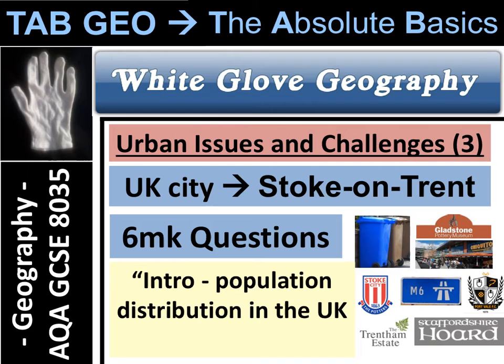Today we're looking at the Urban Issues and Challenges section, and it's about the city of Stoke-on-Trent. We're looking particularly at the extended questions, so 6 and 9 marks. The topic today is looking at the introduction, which is a population distribution of the UK. So how is the population in the UK spread out?